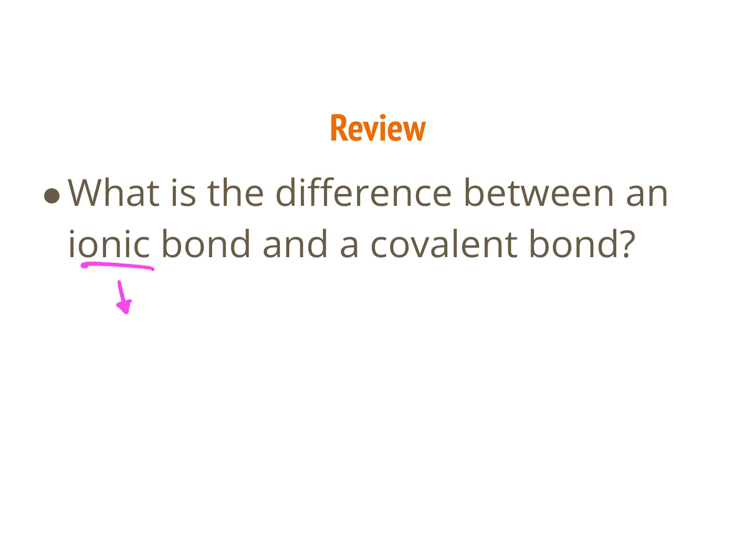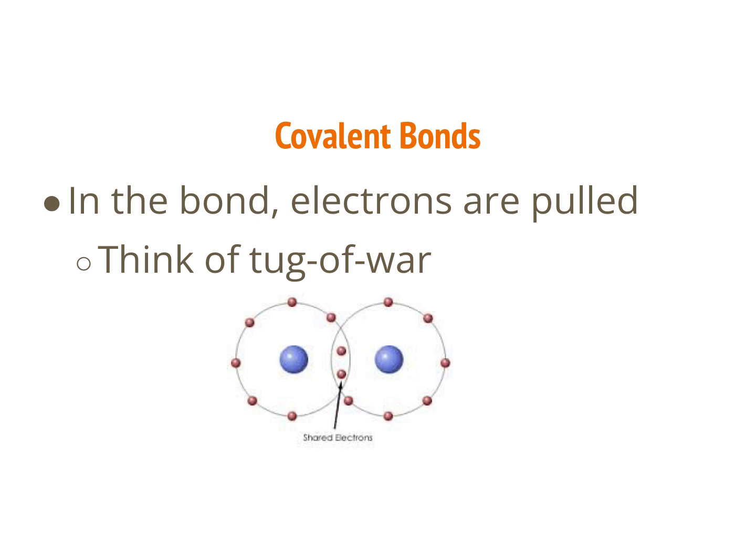So in an ionic bond, electrons are being taken or stolen. So like one atom takes the electrons from another atom. And in a covalent bond, the electrons are being shared. So they both share their electrons to get that filled octet. So today we're going to really focus on covalent bonds. So in a covalent bond, the electrons are shared.